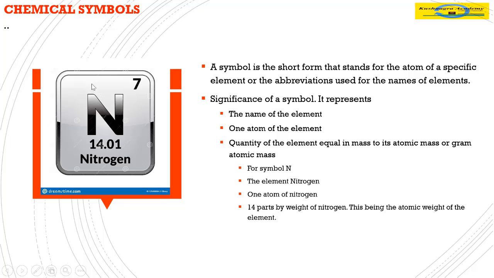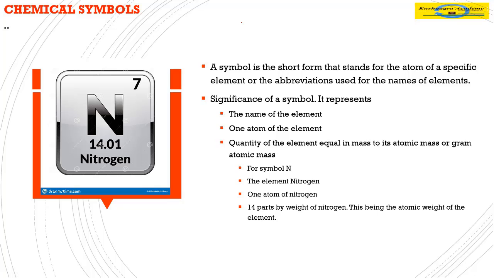This N represents the symbol of nitrogen. What nitrogen? That means the nitrogen element, and one N represents one atom of nitrogen. If there is N2, that means it represents one molecule of nitrogen. The atomic number of nitrogen is 7, and its atomic mass is 14.01. So 14 parts by weight of nitrogen, this being the atomic weight of the element. This 7 represents the atomic number, and this 14.01 represents the atomic mass.